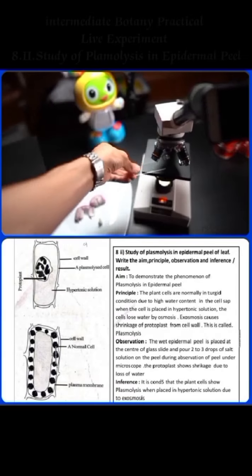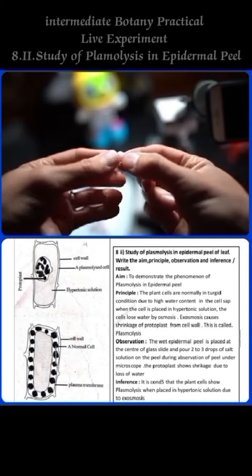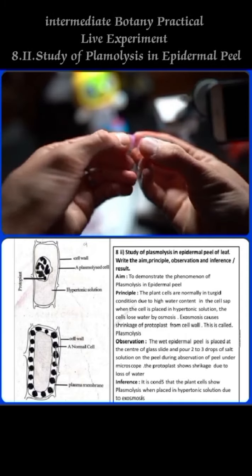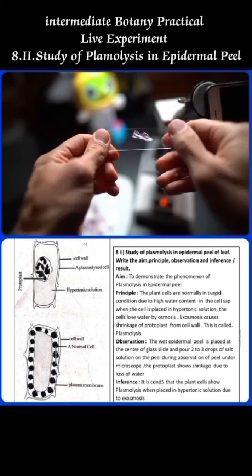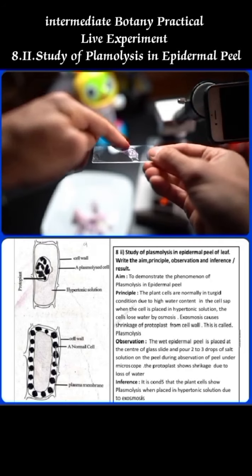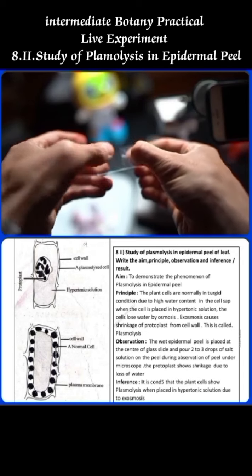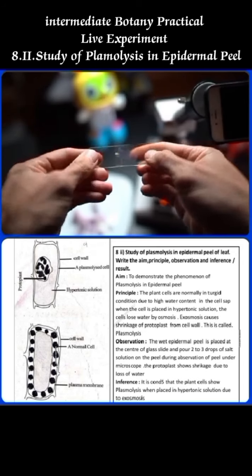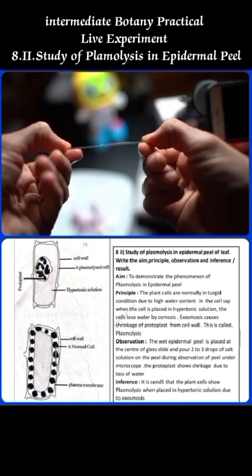8.2, plasmolysis. Study of plasmolysis in epidermal peel of leaf. Aim: to demonstrate the phenomenon of plasmolysis in epidermal peel. Principle: the plant cells are normally in turgid condition due to high water content in the cell sap. When the cell is placed in hypertonic solution, the cells lose water by osmosis. Exosmosis causes shrinkage of protoplast from the cell wall.